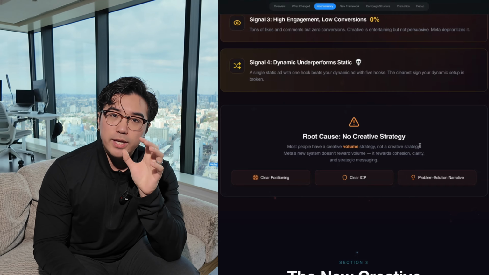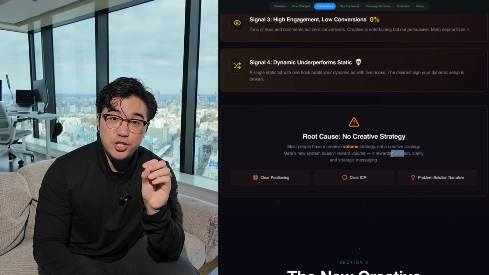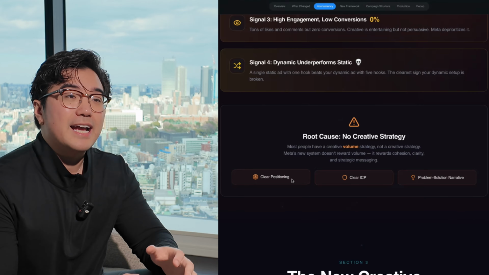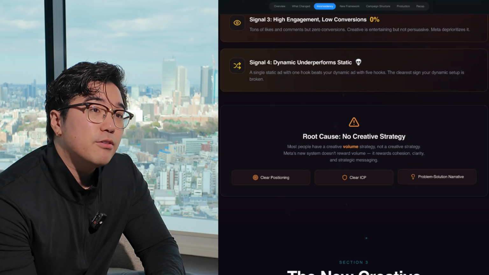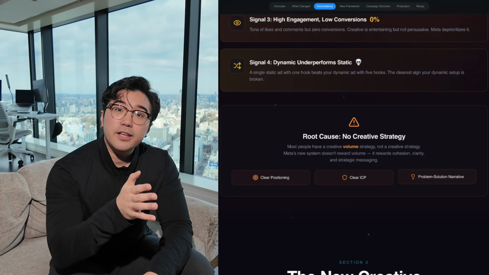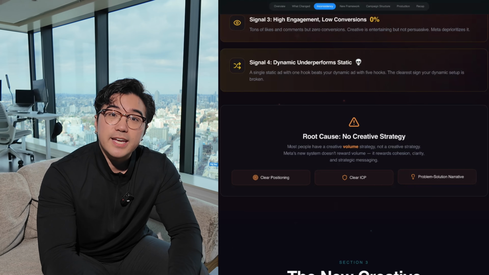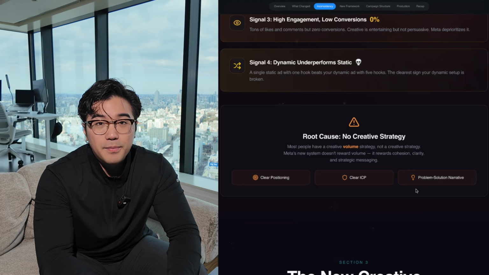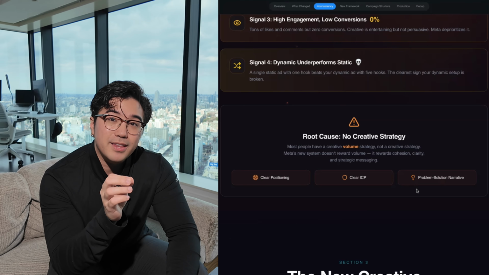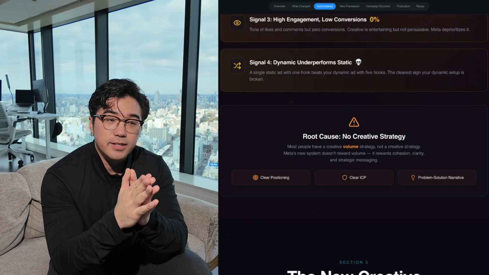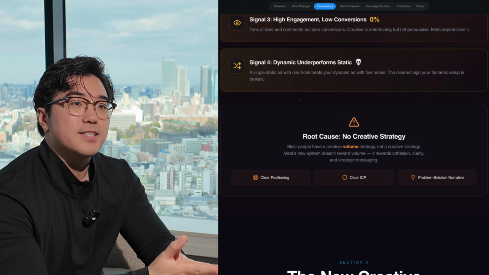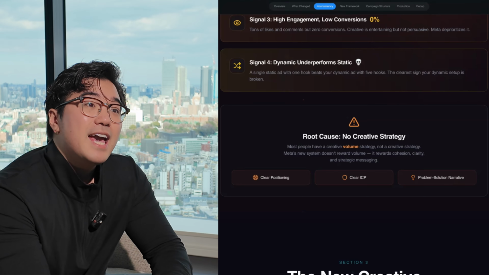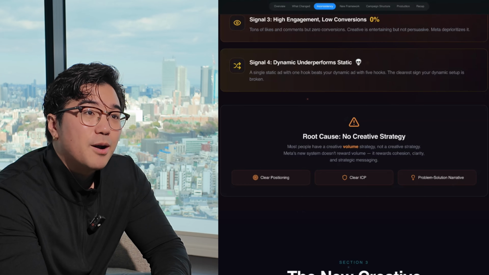But Meta's new system doesn't reward volume. It rewards cohesion, clarity, and strategic messaging. Without a clear ICP and a clear problem-solution narrative, no amount of volume is going to save you. You need to think through what you're saying, who you're saying it to, and why it matters to them. And then you need to build a creative that communicates that narrative cohesively from start to finish. That's the new creative testing system that is optimized for you. And if you're not doing that, you're fighting an uphill battle.